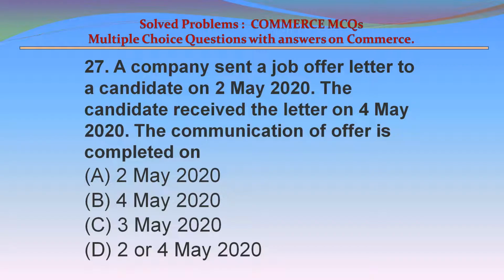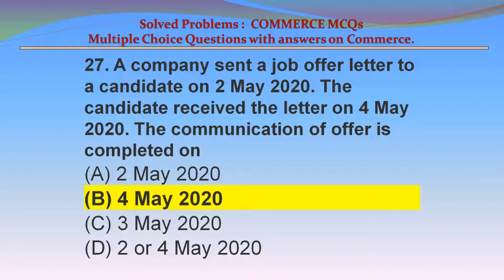27. A company sent a job offer letter to a candidate on 2nd May 2020. The candidate received the letter on 4th May 2020. The communication of offer is completed on: Option A, 2nd May 2020. Option B, 4th May 2020. Option C, 3rd May 2020. Option D, 2 or 4 May 2020. Answer B, 4th May 2020.